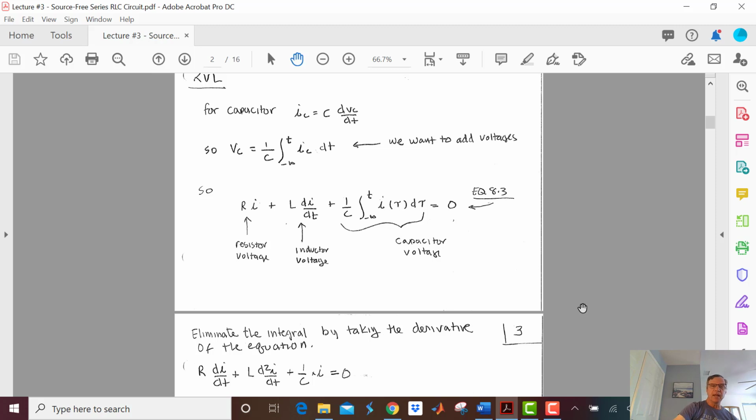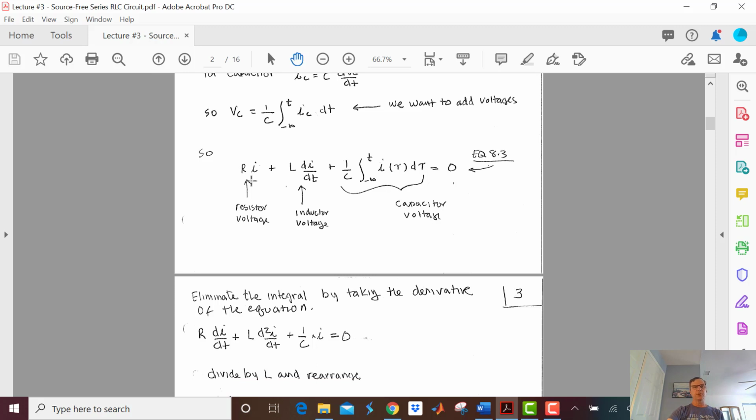So I'm going to eliminate the integral by taking the derivative of both sides of the equation. Of course, for the 0 here, that derivative is going to be 0. But for this term, I'm going to get R di/dt. For this term, I take the derivative and I get L d squared i/dt squared. And then for this term, I'm just going to take the derivative of the integral, and I end up basically where I started. So here is the resulting equation that came from my KVL.